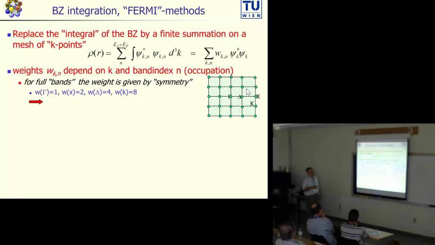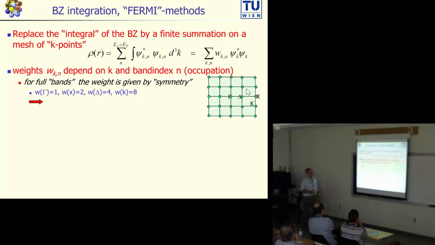So first of all, for full bands, the weight is given simply by the symmetry. Just look here on a 2-dimensional Brillouin zone, then it's clear the gamma point in the center of the unit cell appears only once and has therefore the weight 1. An X point appears 4 times, but since it's on a surface, this is only half, so it has a weight of 2. A delta point here would have a weight of 4, because it really appears 4 times if this is a square. And a general K point somewhere in the middle would have a weight 8, because it appears 8 times in this squared 2-dimensional Brillouin zone.